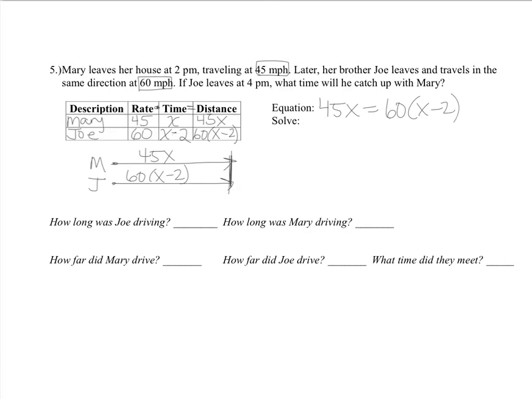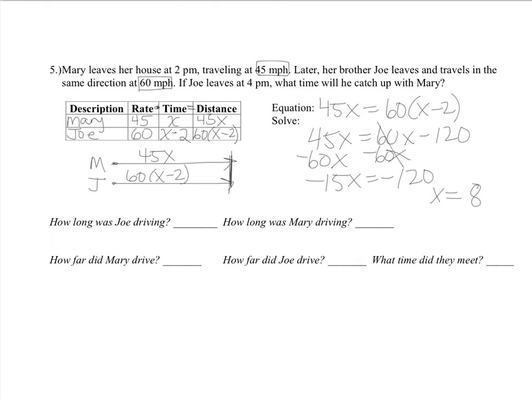And then we just solve the equation. When I distribute the 60, I get 45x equals 60x minus 120. Collect your variables to one side, so I subtract 60x, and you get negative 15x equals negative 120. Then when I divide both sides by negative 15, everything becomes positive, so I get x is equal to 8.